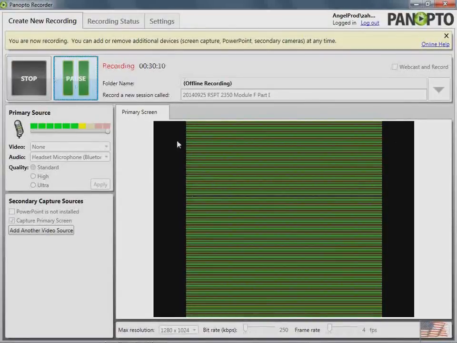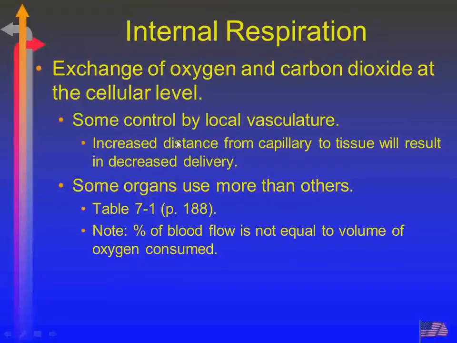Let's continue on then with our next chapter, which deals with internal respiration. We went through the external part. Now let's talk about internally. And this is where we end up having oxygen and carbon dioxide exchanged at the cellular level between the systemic capillaries. A lot of this is controlled by local vasculature. Those arterioles manage to control perfusion to specific areas.